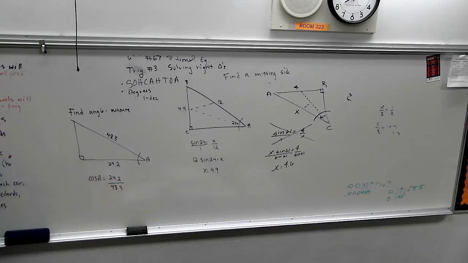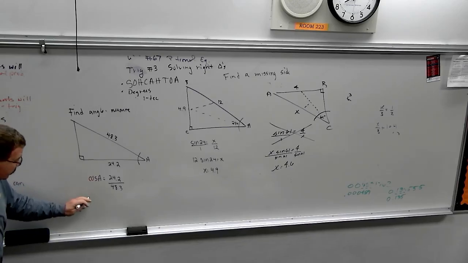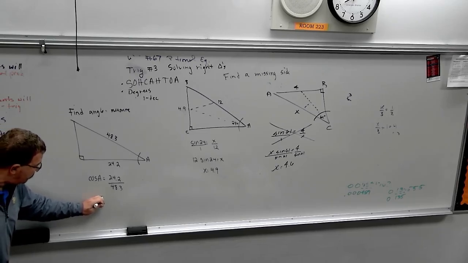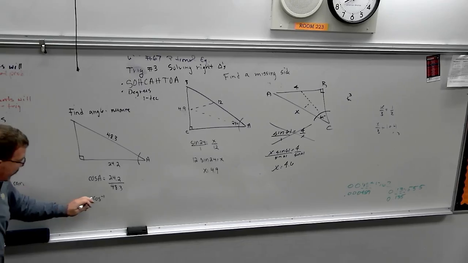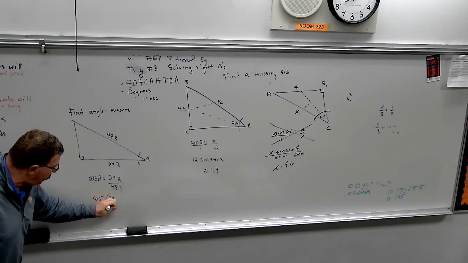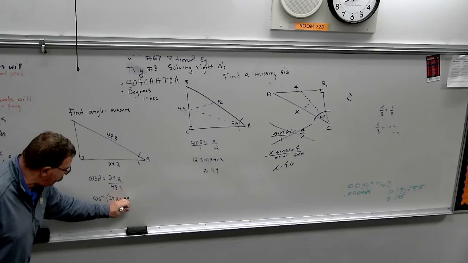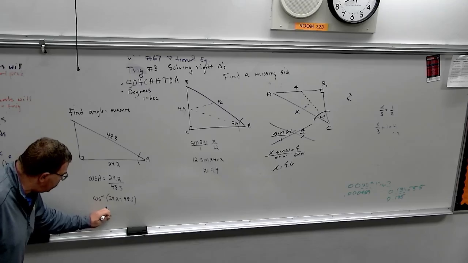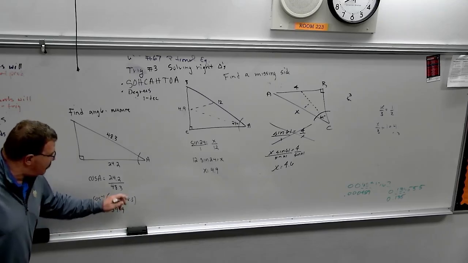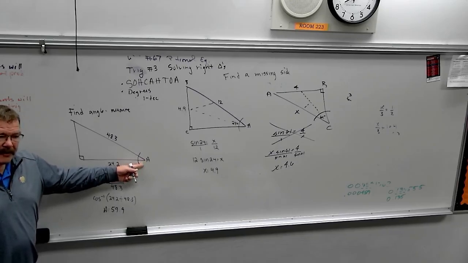So here's how you find an angle measure on your calculator. When you have no angles, you type in cosine to the -1. So you press second cosine, and then type in 24.2 divided by 48.3. So just go second cosine of 24.2 divided by 48.3. And what do we get? 59.9. Now, does that make sense? Doesn't that seem like it could be a 59-degree angle?